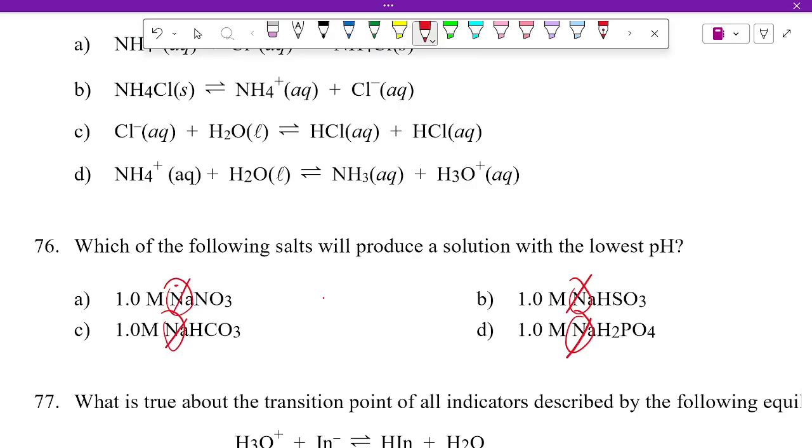So we need to look at the anions and say which of them will produce the most acidic solution. Does NO3 hydrolyze? No. And so therefore this salt will give us a solution of pH equal to 7, if there's no hydrolysis. Excellent. Now, if we have HCO3, HCO3 is amphiprotic, yes? And in fact, all of them are amphiprotic.